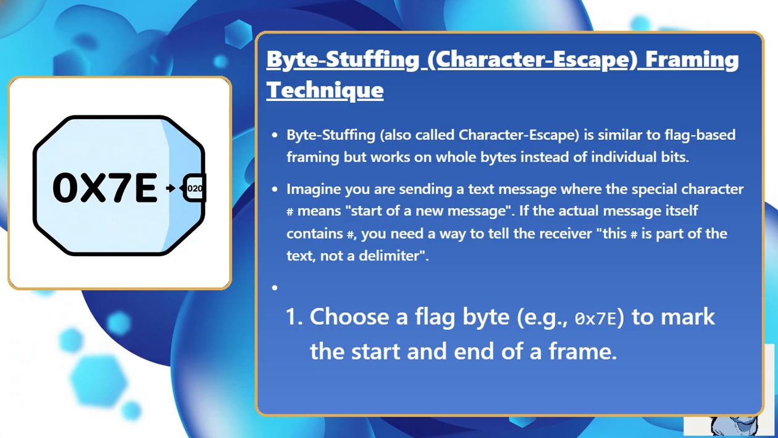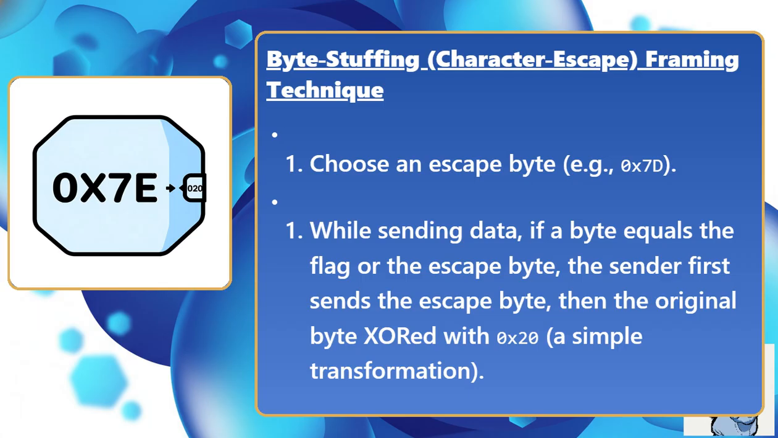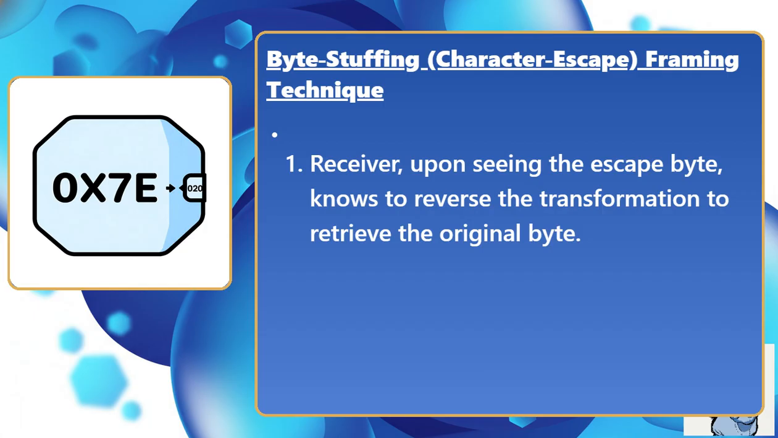Step 1. Choose a flag byte, for example 0x7e, to mark the start and end of a frame. Step 2. Choose an escape byte, for example 0x7d. Step 3. While sending data, if a byte equals the flag or the escape byte, the sender first sends the escape byte, then the original byte XOR'd with 0x20, a simple transformation. Step 4. Receiver, upon seeing the escape byte, knows to reverse the transformation to retrieve the original byte.